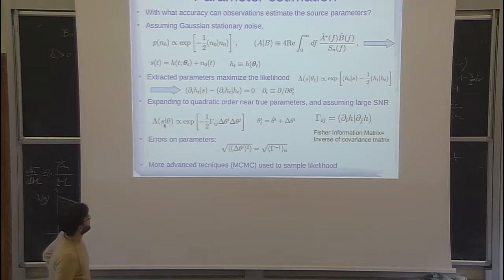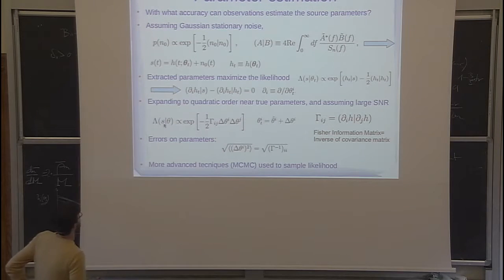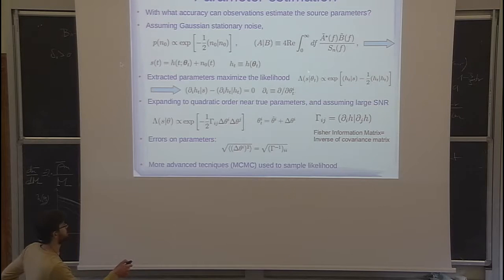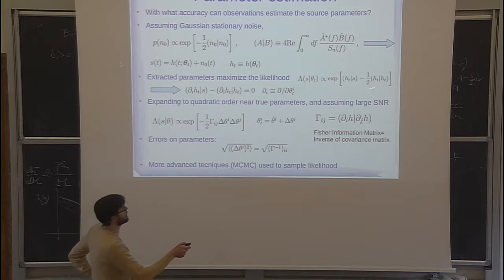So let me start from where we stopped this morning. I ended up writing the expression for the likelihood, which was this expression here. Remember, the likelihood is the probability of having data, the signal S, given the parameters. We managed to show that thanks to Bayes' theorem and to the assumption that the noise be Gaussian, the likelihood takes this form.